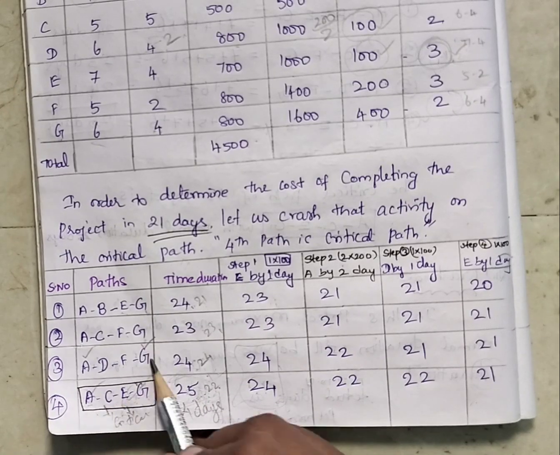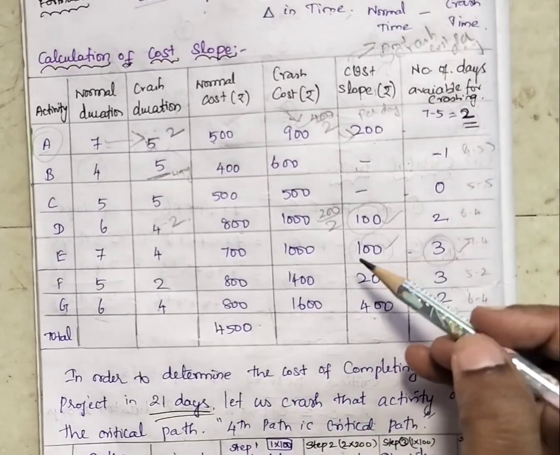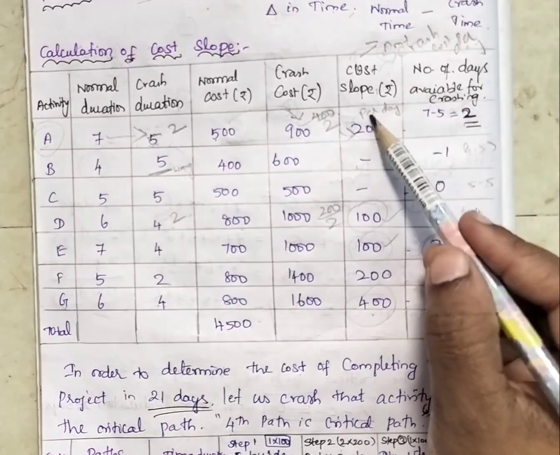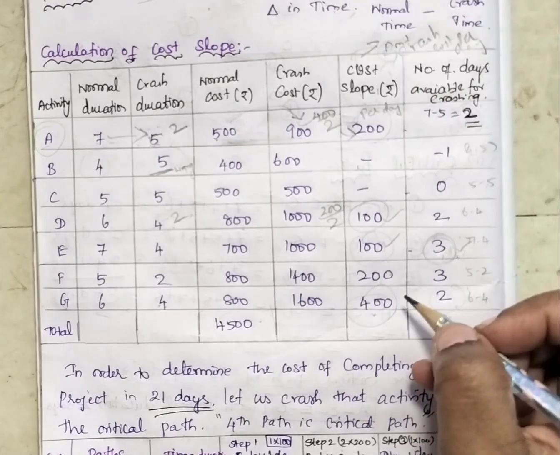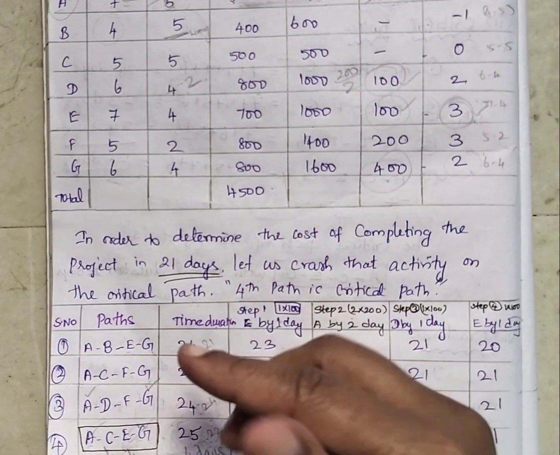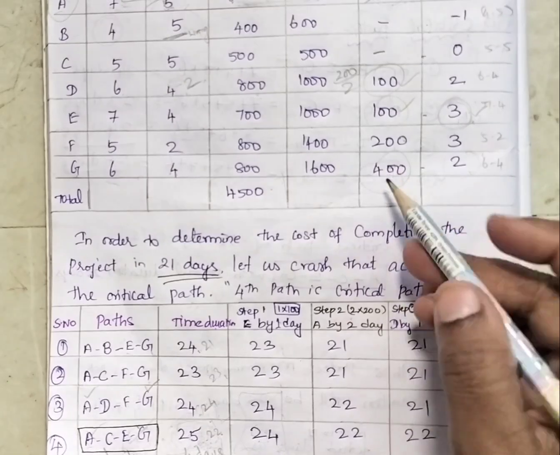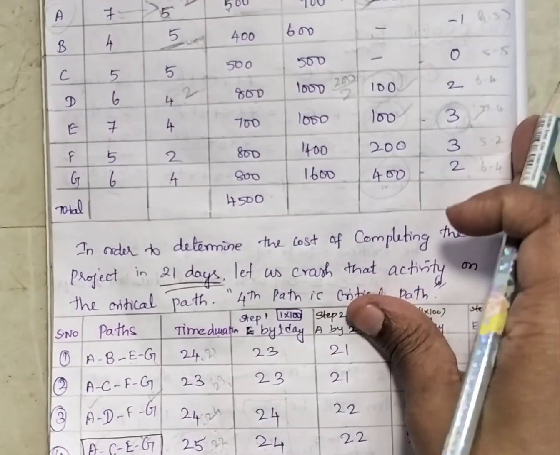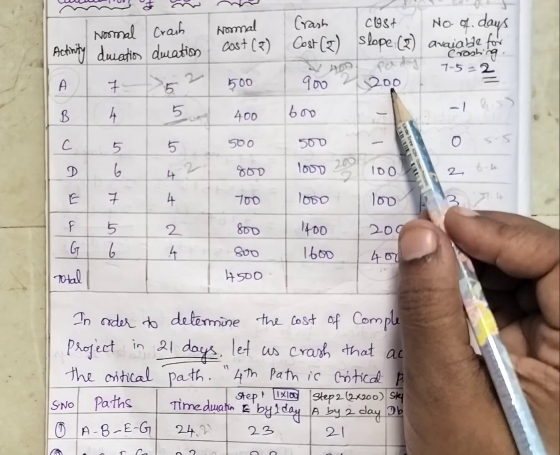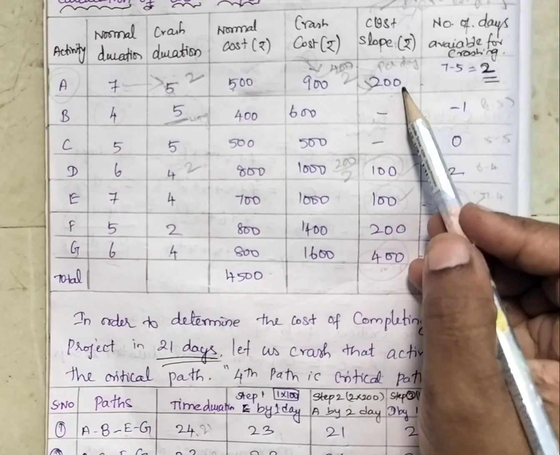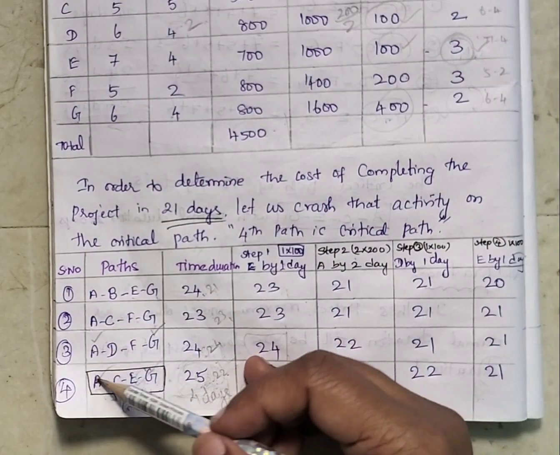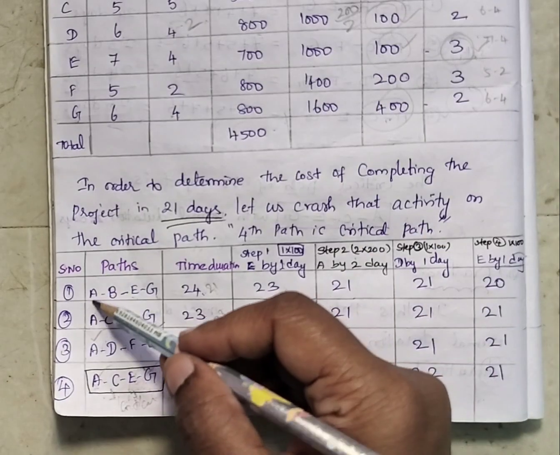For that we have to see the crash cost we need to incur for crashing. If we take G for crashing, we have to incur 400 rupees, but for A it is only 200. Our motive is always cost reduction, so we take A. A is present in all the paths.